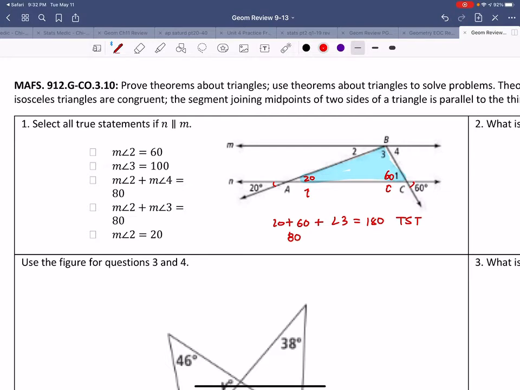So this would combine to make 80. And if we subtract it from 180, we know that angle 3 has to be 100. So that should make sense because if we double check our work, 100 plus 60 plus 20 makes 180. Okay, now what else?